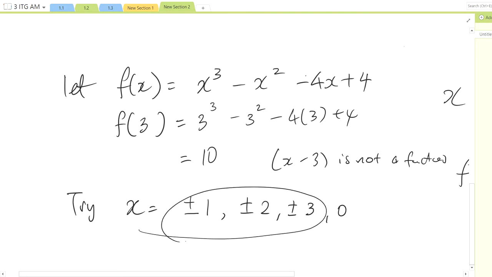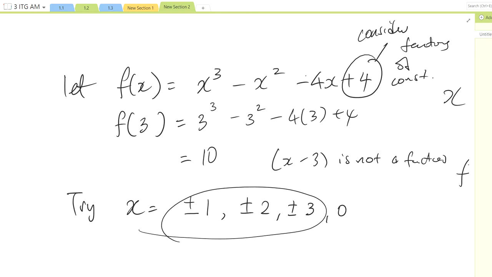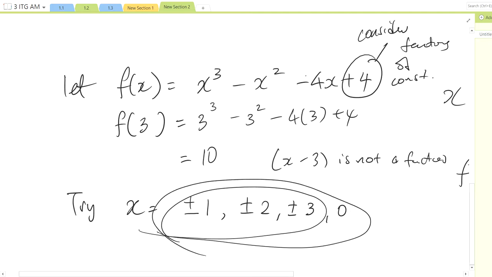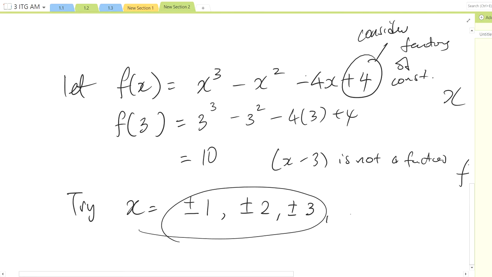I give you another tip to try, okay? Another tip is consider the factors of the constant term. So in this case, the factors of 4 will be 1 and 2. Try plus minus 1, try plus minus 2. So two tips: plus minus 1, 2, 3, don't need to try 0, and consider the factors of the constant term. As we get more familiar with this, I will teach you my last trick using our calculator, but it requires you to have a very good foundation first so that you don't abuse it.